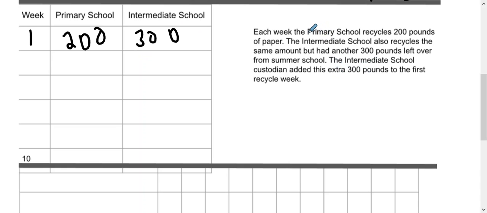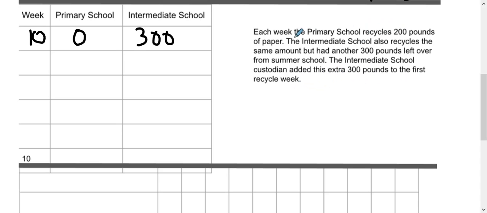So every week, the primary school recycles 200 pounds of paper each week, and the intermediate also recycles the same amount, but had 300 pounds left over from the summer. So actually, sorry, I wrote this wrong. So we're going to actually start with week 0. On week 0, the primary school has not done anything, and the intermediate school has already done 300 pounds. Okay?